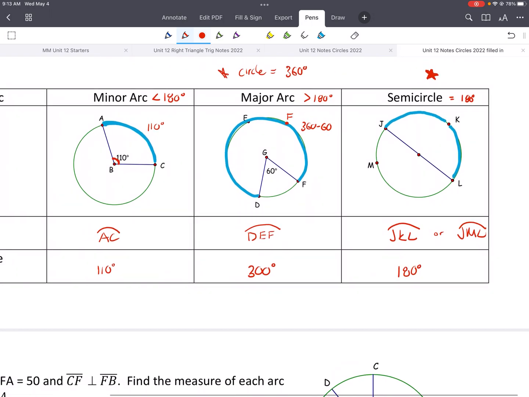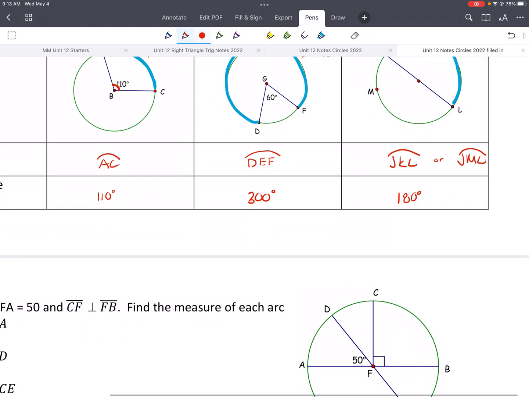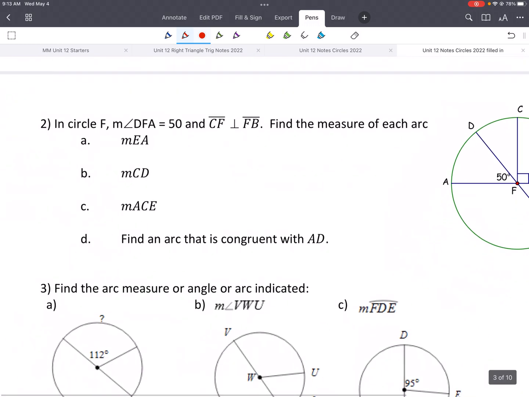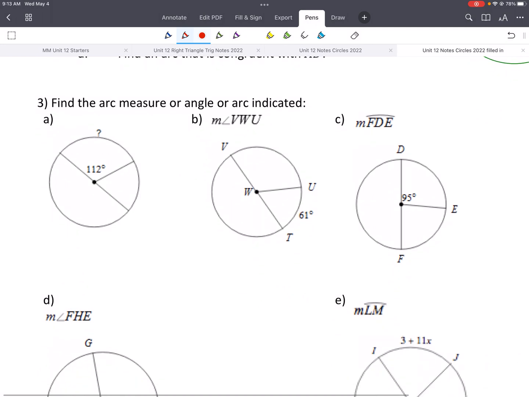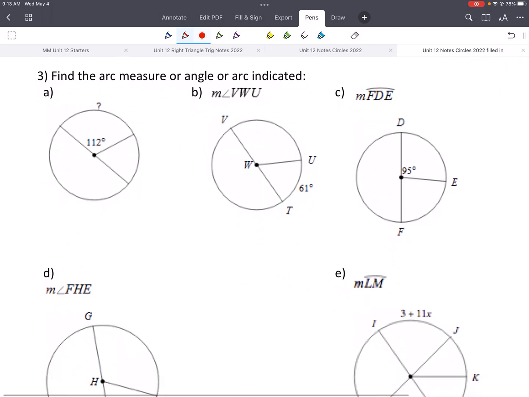Keep those in mind. Again, we're talking about semicircles the most today, and then we'll talk about major arcs and minor arcs next time. All right, so let's go to our next slide. We're going to maybe skip 2. I don't think it's as important. It's more like what number 3 is. So this is what the homework's going to look more like.